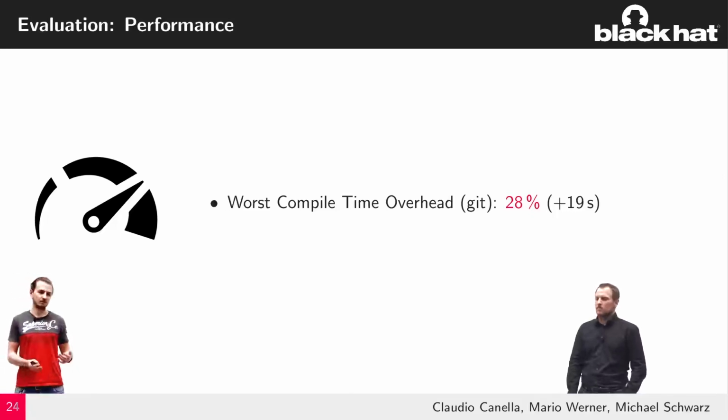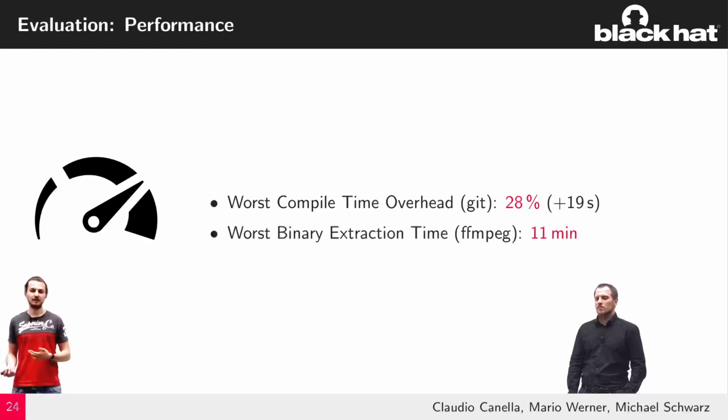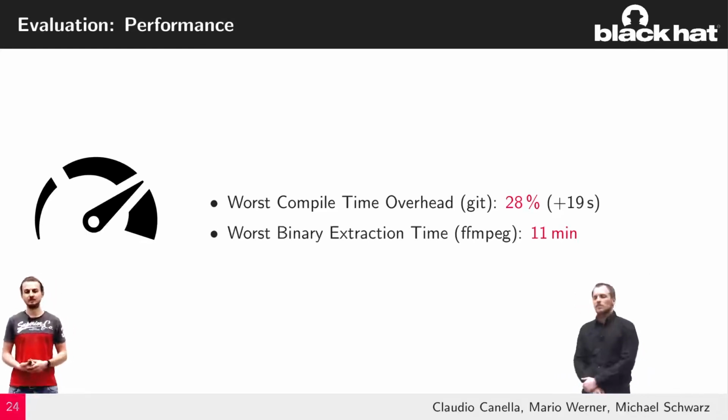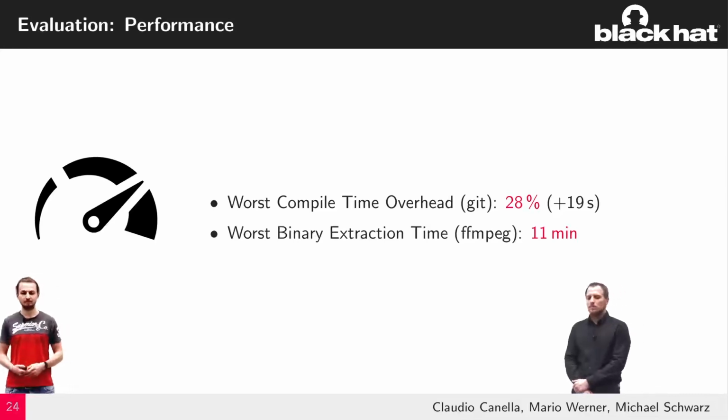28% sounds quite high, but in total that was like 19 seconds of overhead, and is actually quite fast when you compare it to concurrent work. Then for the worst binary extraction time, we observed this for FFmpeg, the largest application that we looked at. I think the binary was like 100 megabytes, and there it took 11 minutes to extract it using our binalizer.